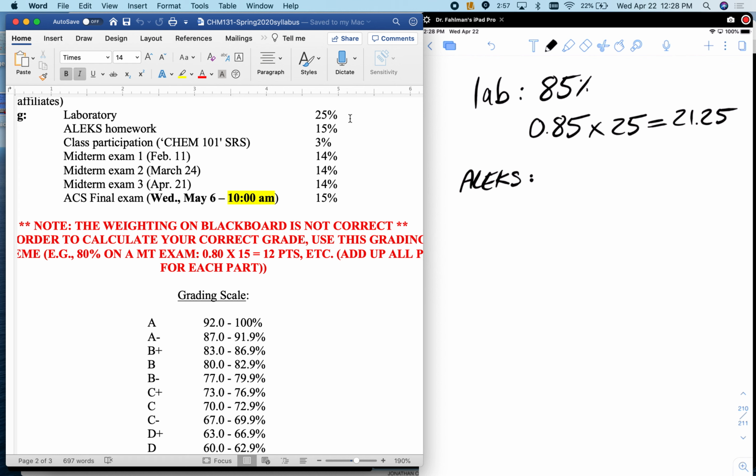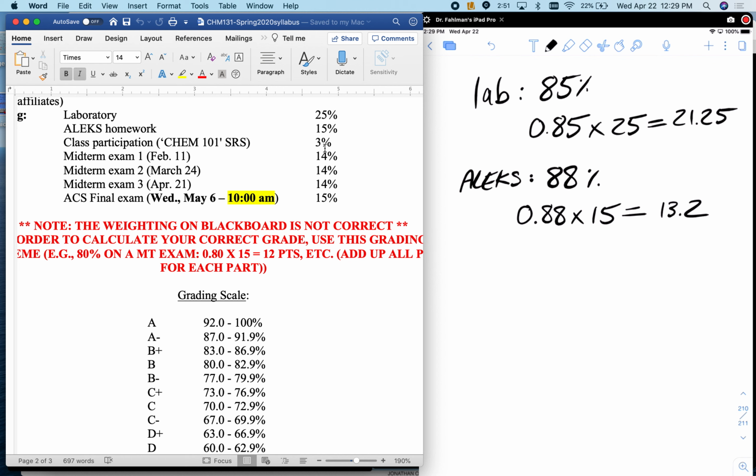So get an average of that, and let's say that works out to 88% overall. Okay, so these are just values off the top of my head. And so then you do 0.88 times 15, because it's worth 15%. So 0.88 times 15 is 13.2.